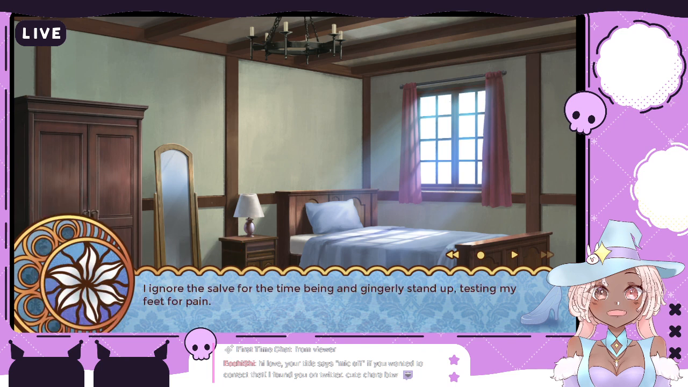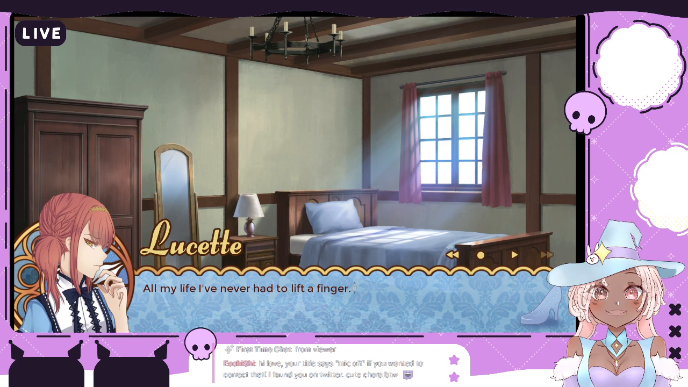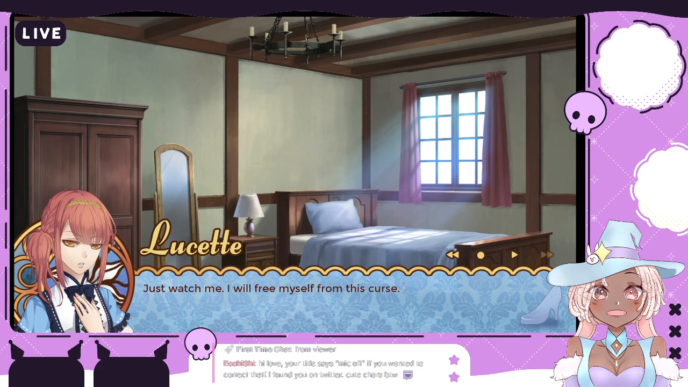Ignore the salve for the time being and gingerly stand up, testing his feet for pain. The injury is definitely healing. I slowly walk over to the table and change into the clothes that have been left here. The dress is nowhere near as luxurious as the ones that I wear in the palace, but still, it's far improved from my rags. All my life, I've never had to lift a finger, and now I will not let them see how much they have rattled me. I refuse to break. Just watch me. I will free myself from this curse.